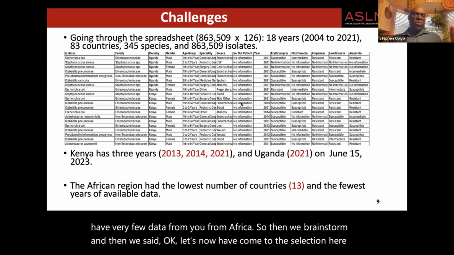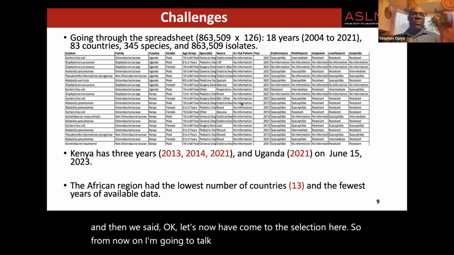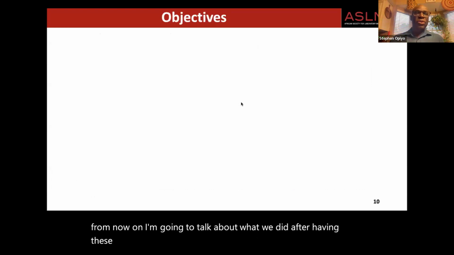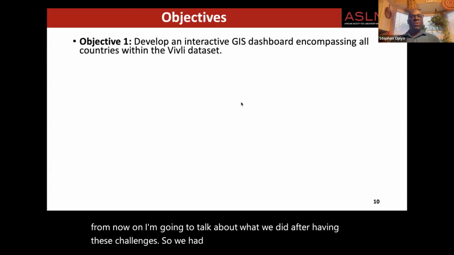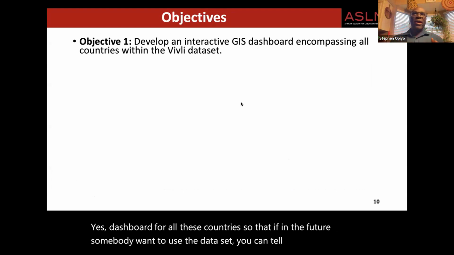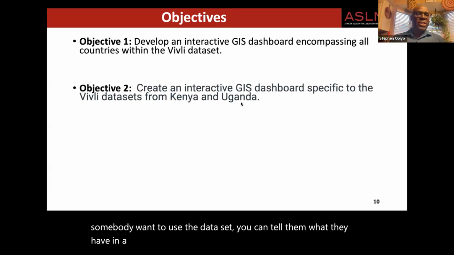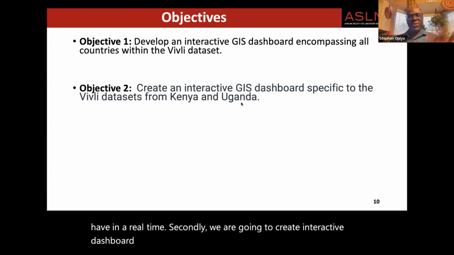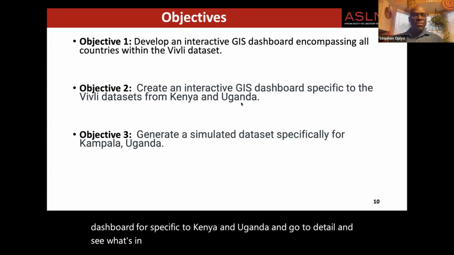From now on, I'm going to talk about what we did after having these challenges. We had 3 objectives. The first was to develop an interactive GIS dashboard for all these countries, so that if in the future somebody wants to use the data set, you can tell them what they have in real time. Secondly, we're going to create an interactive dashboard specific to Kenya and Uganda, and go into detail to see what's in there. And last but not least, we are going to simulate data for Kampala and see what we can do.